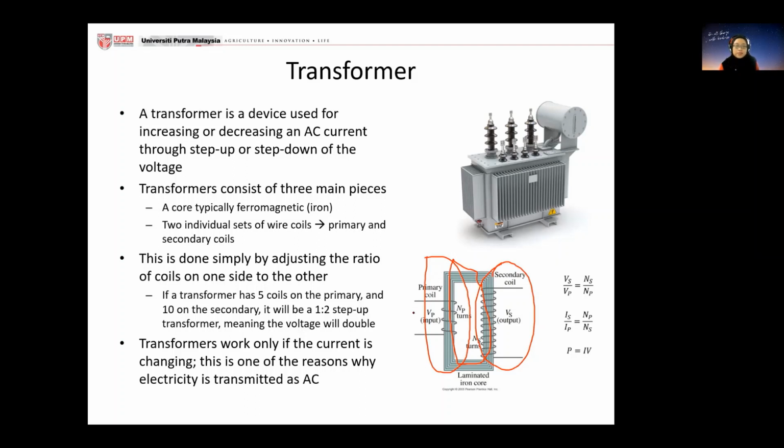So how do transformers do the step up or step down? How does it increase or decrease the voltage? That is done simply by adjusting the ratio of coils on one side to the other. Imagine when you want to step it up, you have 5 coils here and 10 coils here, so it's going to step it up double. Transformers only work if the current is changing, which is why electricity is usually transmitted as AC, alternating current.